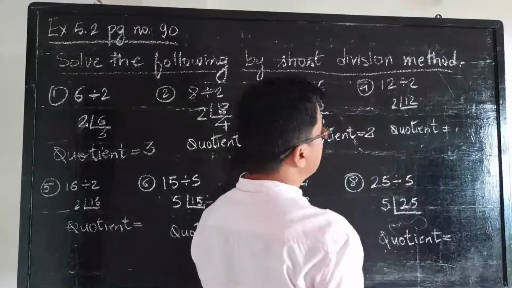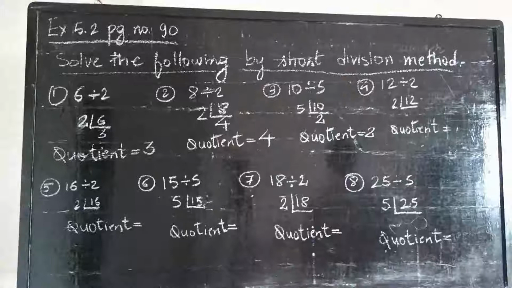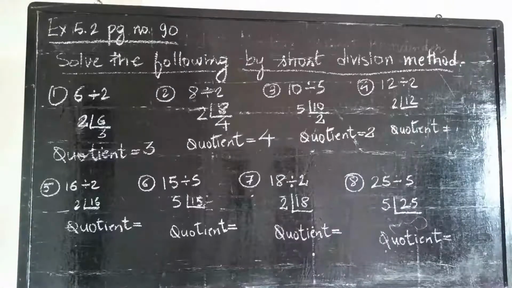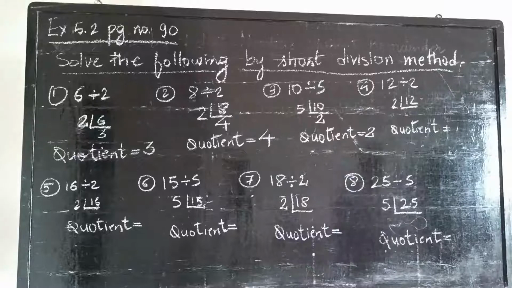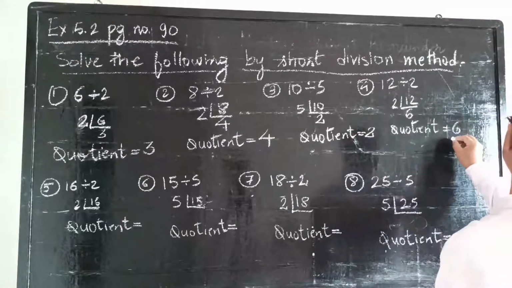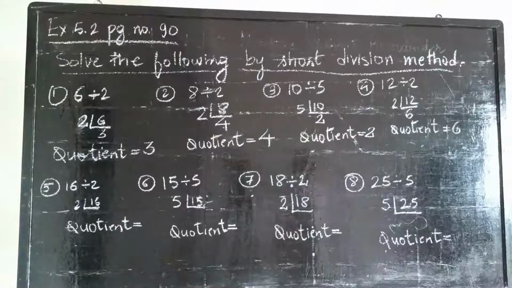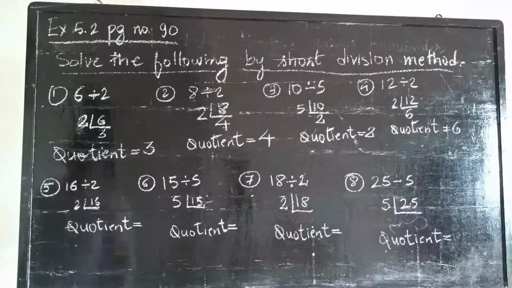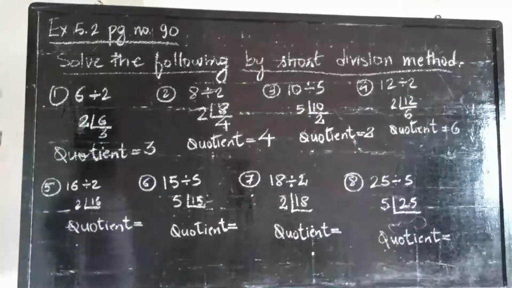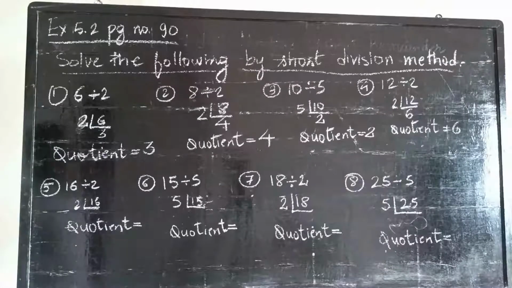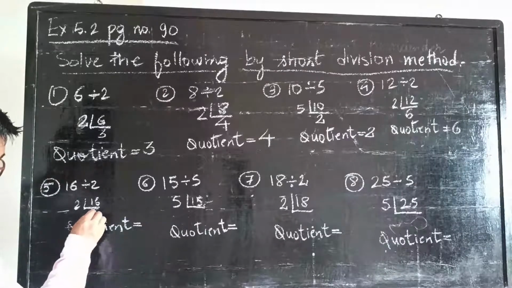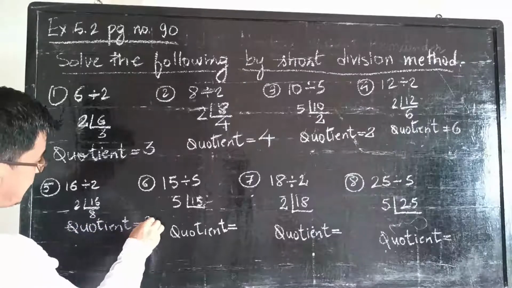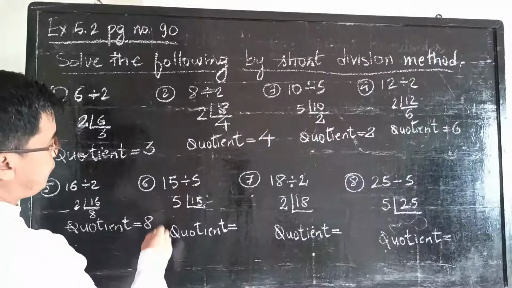Next, 12 divided by 2. 2 ones are 2, 2 twos are 4, 2 threes are 6, 2 fours are 8, 2 fives are 10, 2 sixes are 12. Now number 5, 16 divided by 2. 2 ones are 2, 2 twos are 4, 2 threes are 6, 2 fours are 8, 2 fives are 10, 2 sixes are 12, 2 sevens are 14, 2 eights are 16. So the quotient is 8.